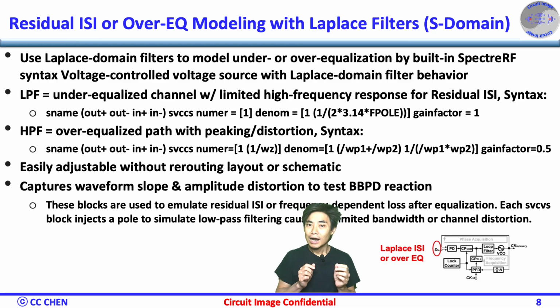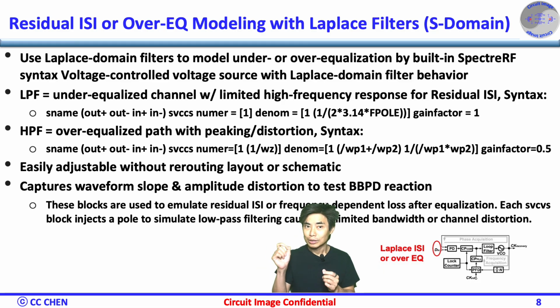The high-frequency roll-off simulates a lossy channel. To model over-equalization or peaking, we use a high-pass filter with a peaking profile. This lets us create waveform distortion that mimics an overboosted CTLE response. Both setups use just a line of code. You don't have to reroute or touch layout.